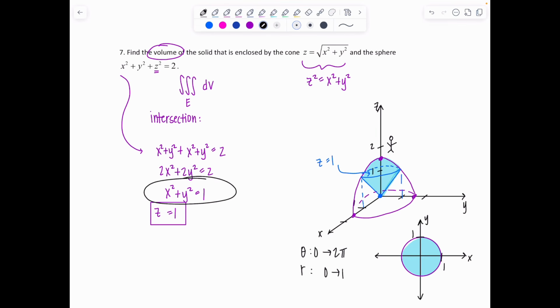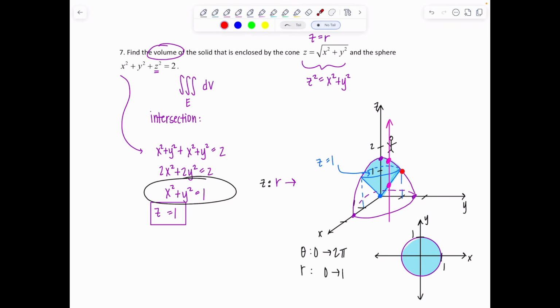Okay, now to get the limits for z, you have to look at the 3D picture. Draw an arrow through the solid in the positive z direction. Where it enters is the lower limit of integration. Where it exits is the upper limit of integration. You can pretend you're shooting a bullet through your snow cone. It enters at the cone, exits at the sphere. Enters at the cone, so z enters when z equals the square root of x squared plus y squared, which is z equals r, so that's my lower limit.